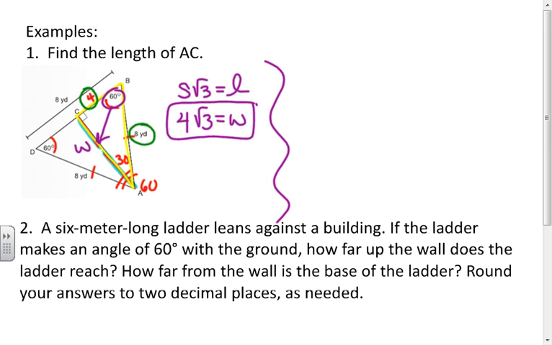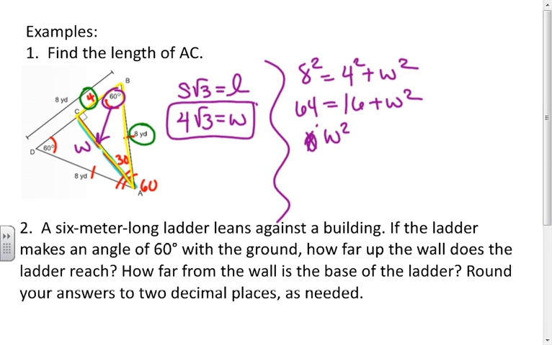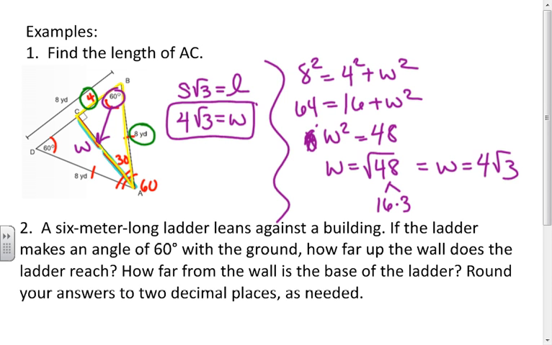Now you could have done the Pythagorean theorem and said 8 squared is equal to 4 squared plus W squared. 64 is equal to 16 plus W squared. Subtract 16 from both sides. W squared is 48. Take the square root. 48 has a perfect square of 16 times 3, and so W is 4 square roots of 3. And you end up in the same place, but with a lot less work.